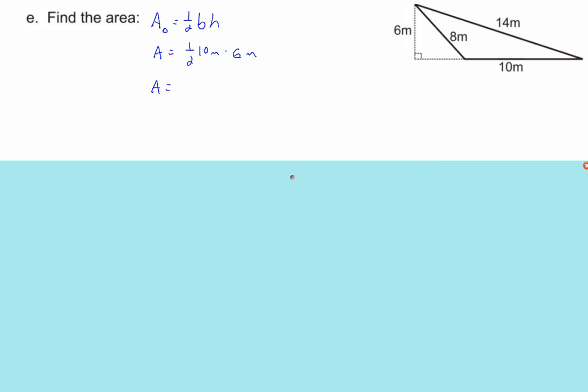One half of 10 is 5. 5 times 6 is 30. 30 meters squared. This one's a little odd, isn't it? You know, the height is outside the actual triangle. So we had to show it perpendicular by extending that side.